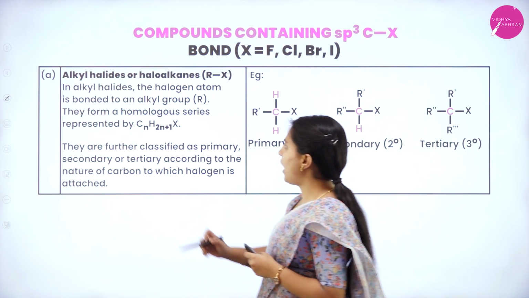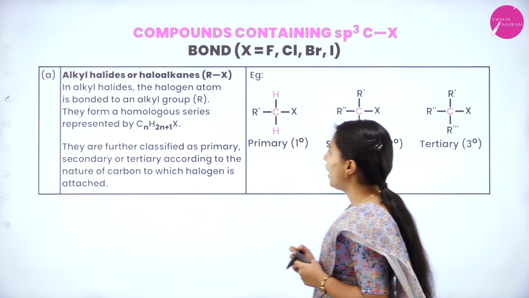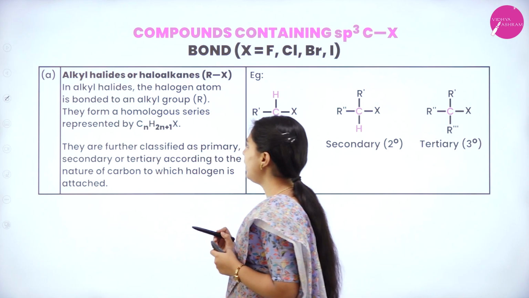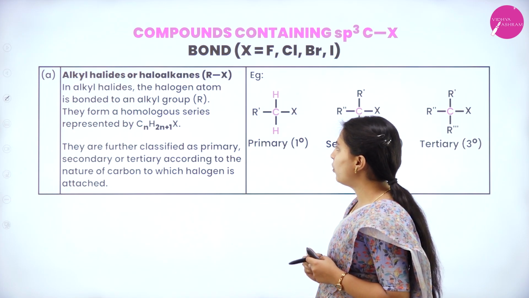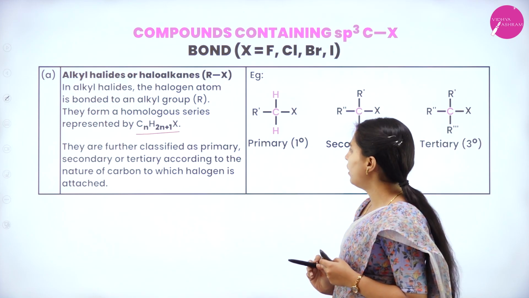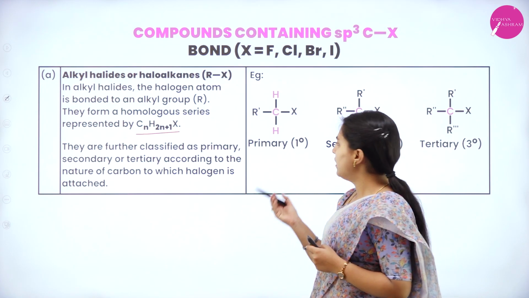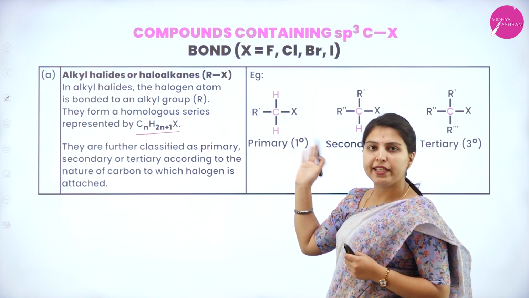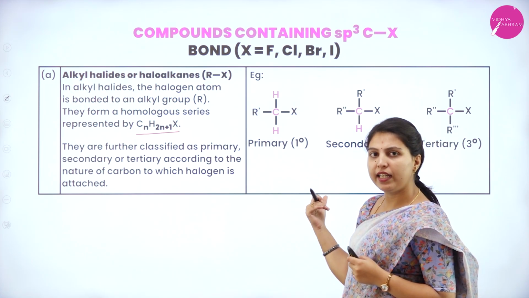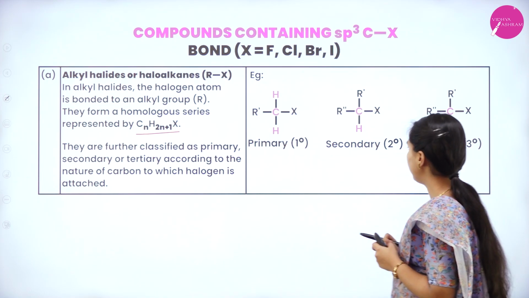First we'll see alkyl halides or haloalkanes. Its general formula is RX. In alkyl halides, the halogen atom is bonded to an alkyl group, that is R. They form a homologous series represented by CnH2n+1X. For any alkyl group, CH3CH2X or CH3CH2CH2X, one X, that is a halogen, will be added.